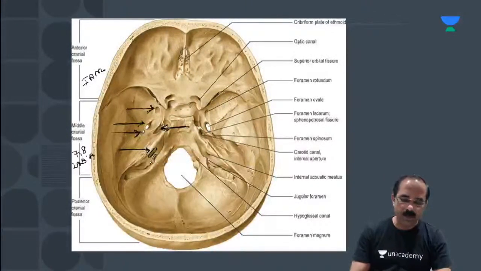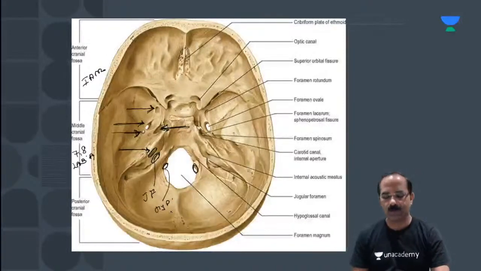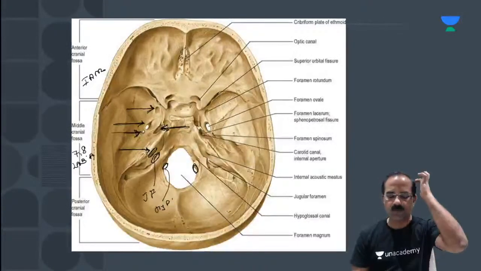There's a big foramen here. Can anyone tell me what is this foramen? यही है jugular foramen. And there's a foramen here on either sides. That is the hypoglossal canal. Clear, students?